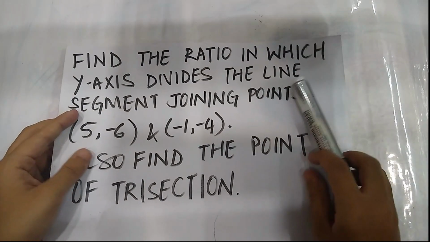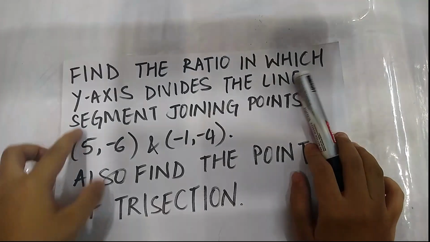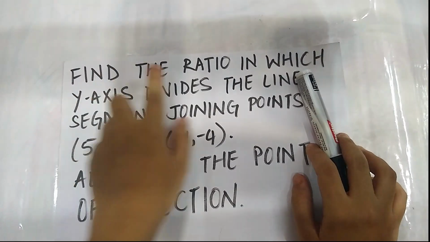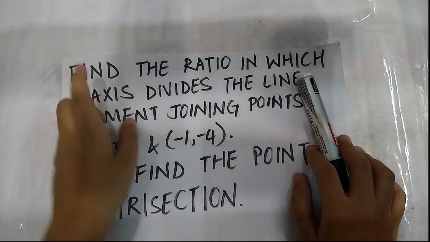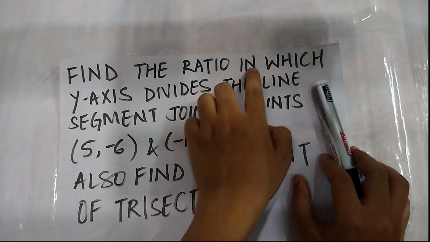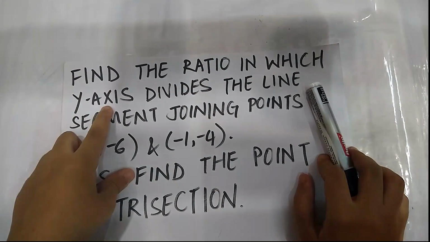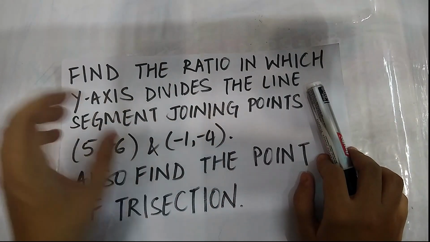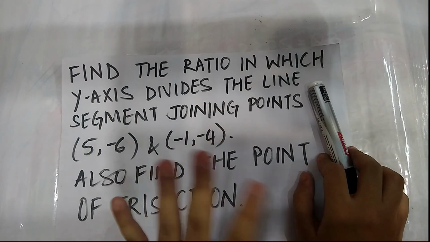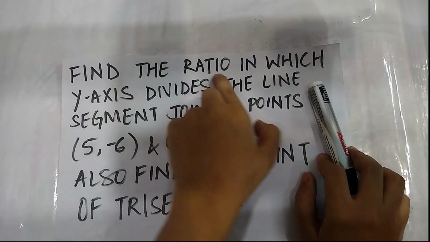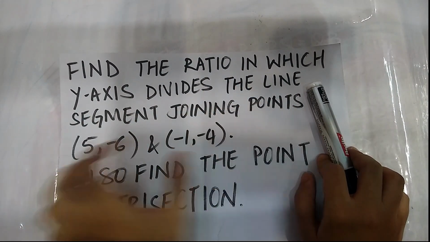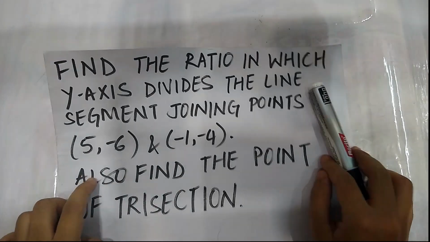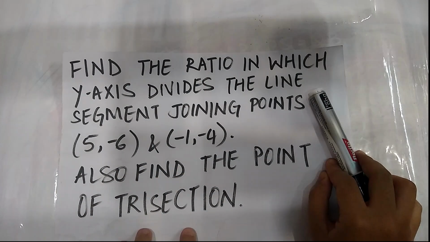So this is our next question. The question states that find the ratio. So this is m is to n that we have to find. Find the ratio in which the y-axis divides the line segment joining these two points. Also find the point of trisection.